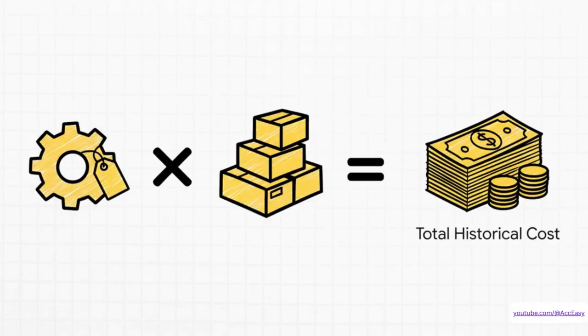Step 1, that's the easy part. We just look at the records. We see that ABC Company paid $10 for each widget. They have 1,000 of them, so that's a total historical cost of $10,000. That's the number that's currently on their balance sheet.